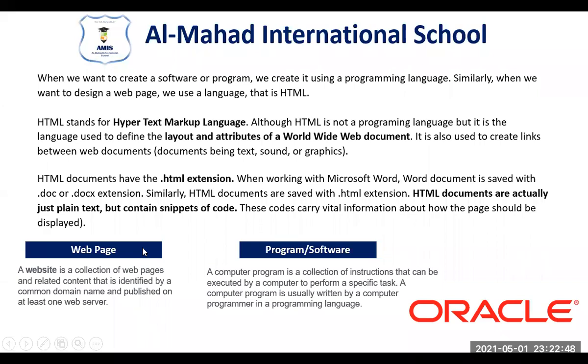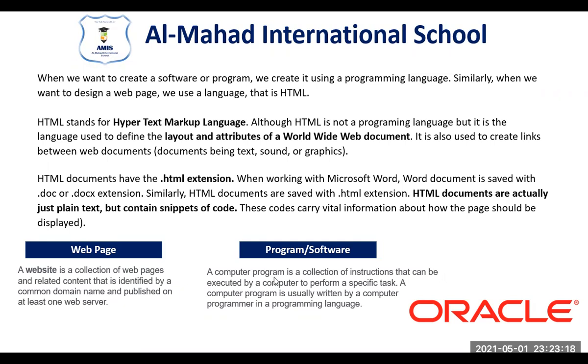Now if you see here the definition of a website: a website is a collection of web pages and related content that is identified by a common domain name and published on at least one web server. We have already seen a website, and in a website there are different pages defined, and we clicked, and all the pages have different information.